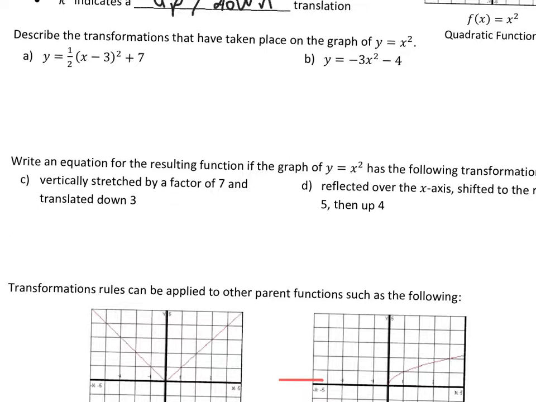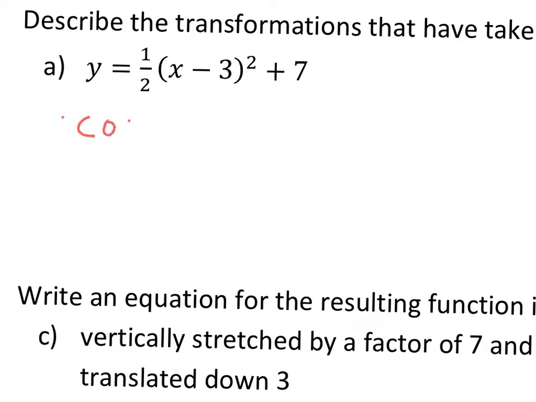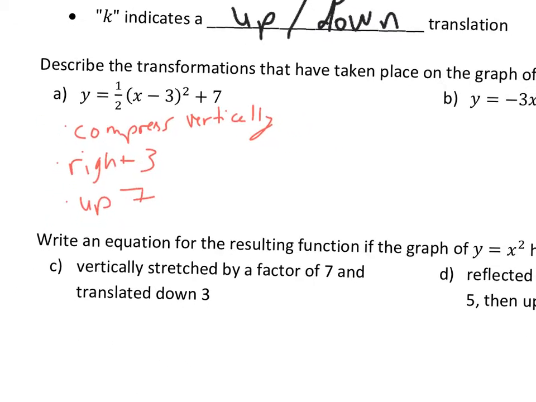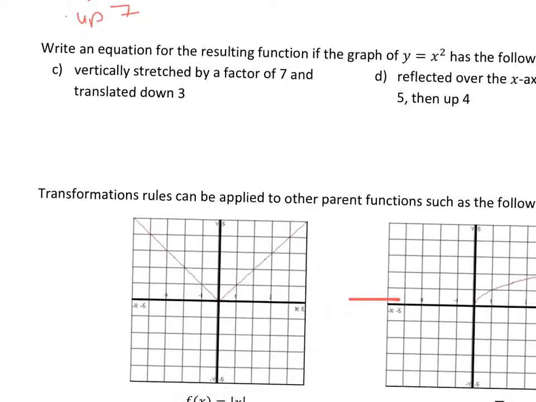The 1/2 is less than 1 but greater than 0. So first thing, it's going to compress vertically. The -3 inside is minus h, so that tells us that this is moving to the right 3. And then the 7 is telling us it's shifting up 7. I'd like you to do B on your own. We'll come back and do C together.